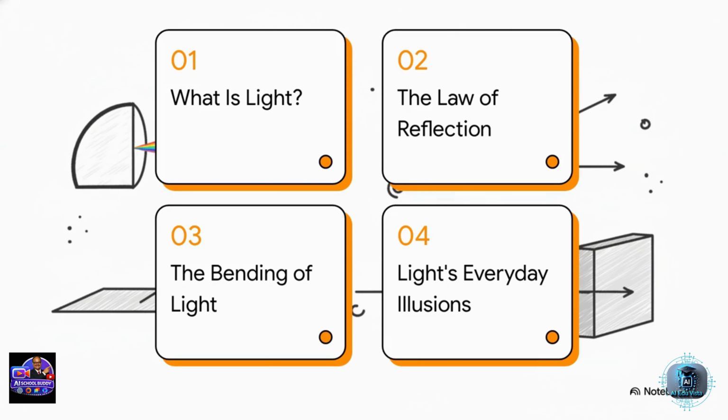So here's our game plan. First, we'll cover what light even is. Then we'll look at how it bounces. That's reflection. After that, how it bends. That's refraction. And finally, we'll tie it all together with some cool everyday illusions that you've definitely seen before.